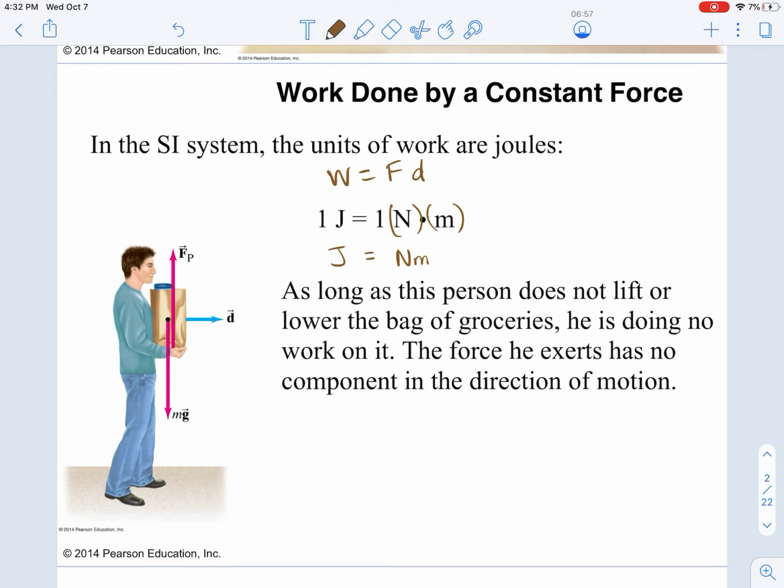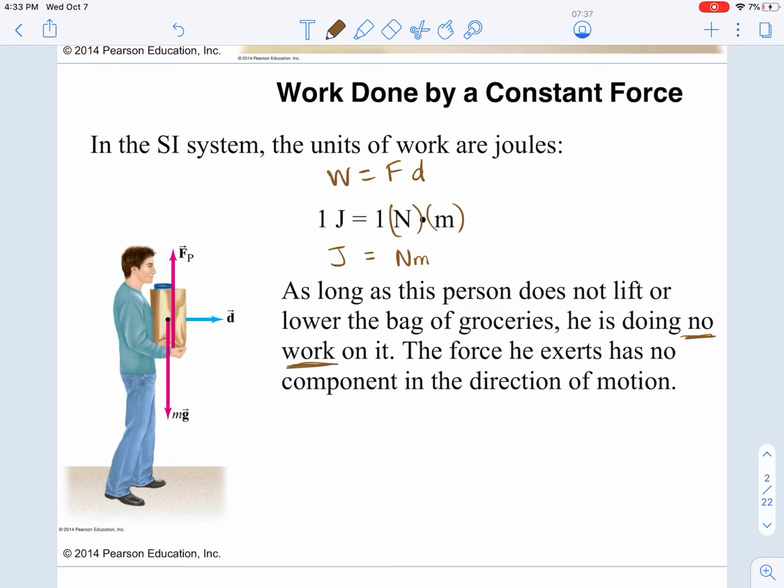According to this illustration, the bag is going to be moving to the right. Now, it says in the reading that as long as the person does not lift or lower the groceries, he is doing no work. So we need to make sure that we understand how come this would be interpreted as no work. When we look at our formula, we say that it's force times distance or force times displacement, but there's a really important piece of information that we need to address. The force vector and the displacement vector must be parallel in order for there to be work.